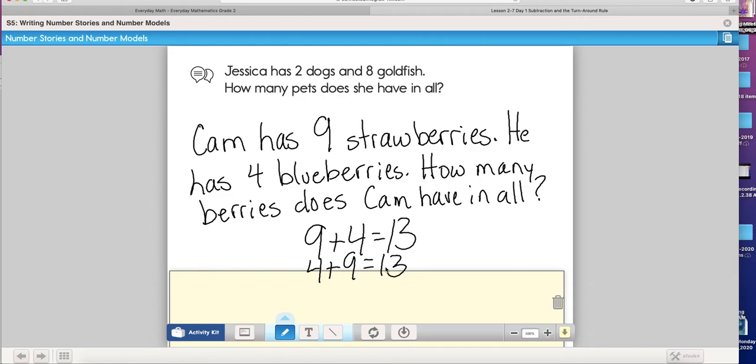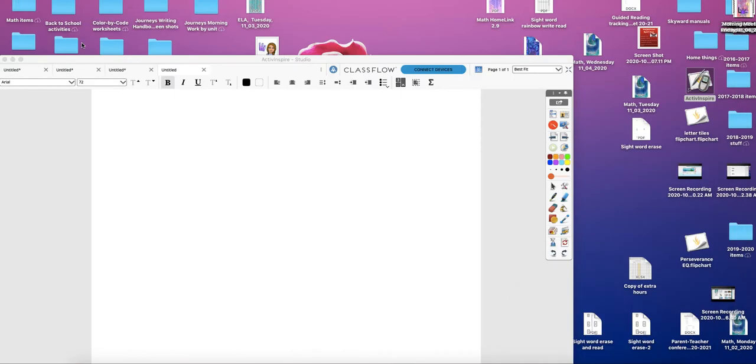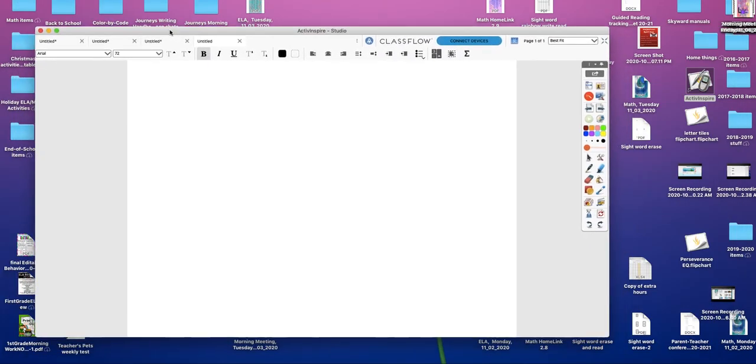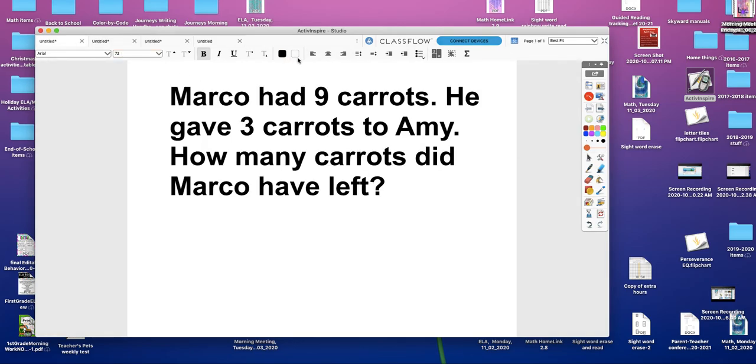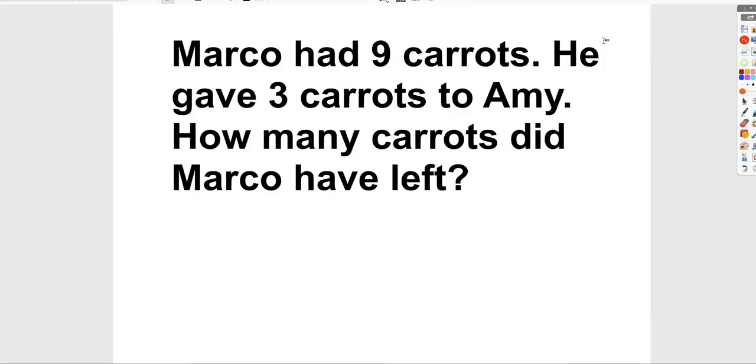Okay, now let's see if we can use the turnaround rule when it comes to subtraction. So, I'm going to close this out for a second and bring up my screen here. That was the blank screen I was looking for. I knew I had a blank screen somewhere, but that's okay. Okay, so I'm going to give you an example of a subtraction number story.